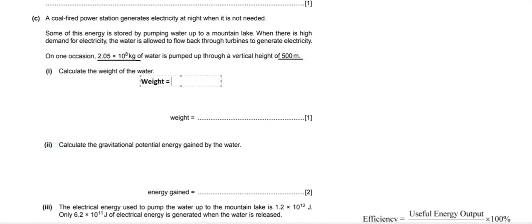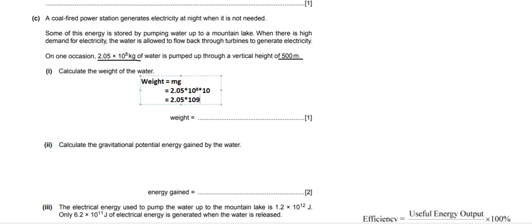Weight is nothing but mass times gravity, and we know the mass of the water is already given, that is 2.05 multiplied by 10 raised to 8. For gravity, we can say it is 10, so we just multiply this number by 10, and we get the value 2.05 multiplied by 10 raised to 9.